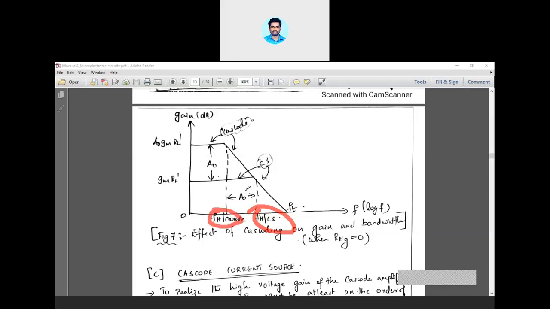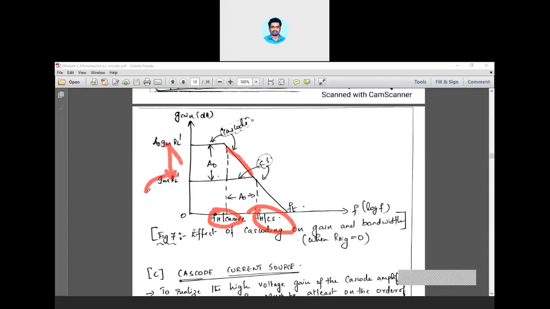Means your cascode amplifier will not work beyond this FH. Means beyond this cutoff frequency, your gain has been decreasing. This is not appreciable for cascode, but the benefit is that you are achieving this much increase in gain.